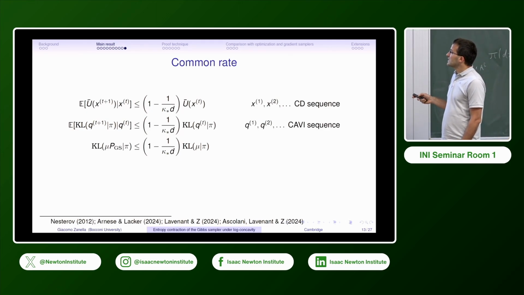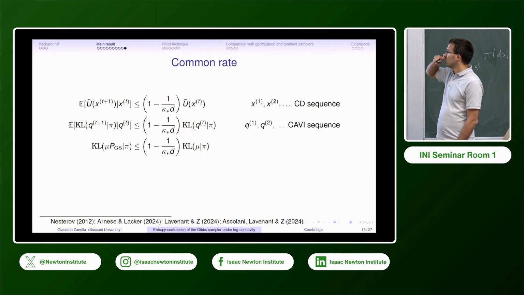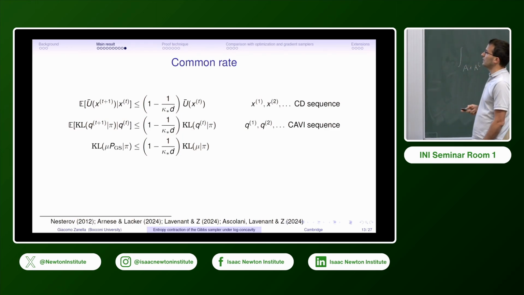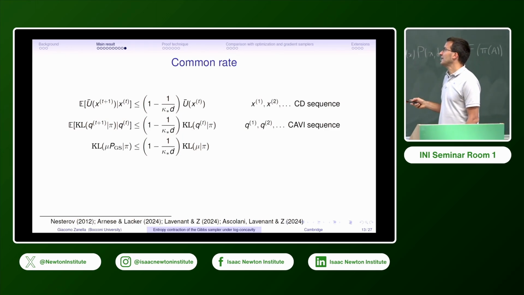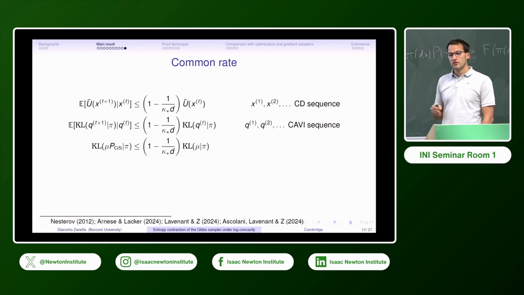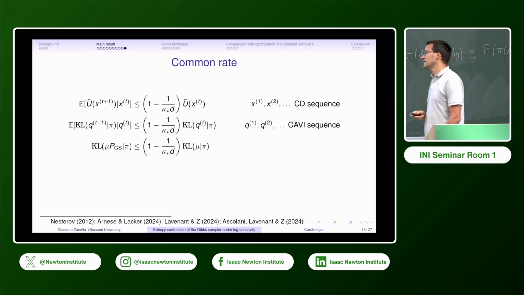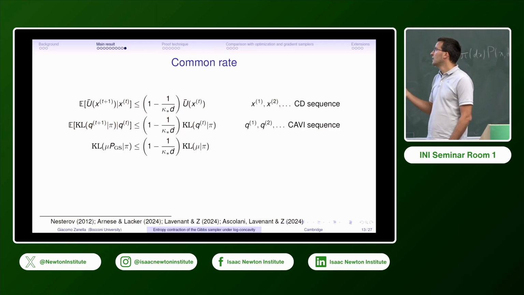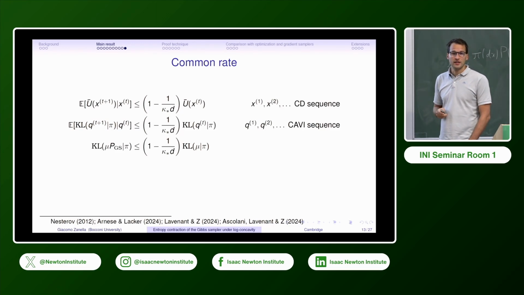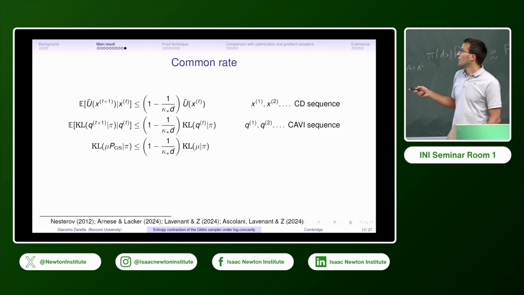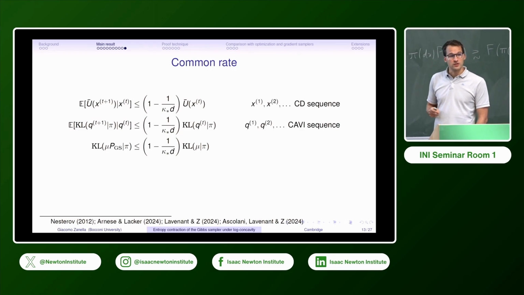And the analysis of coordinate descent has been well known since 2012, while the result for coordinate ascent was proven first by Arnez and Lacker for the deterministic scan this year, and then we extended it to the random scan, where you can get sharper rates, together with Hugo. And then the work I'm talking about is the work for the Gibbs sampler. Okay, so these two, the second two, are actually from this year.